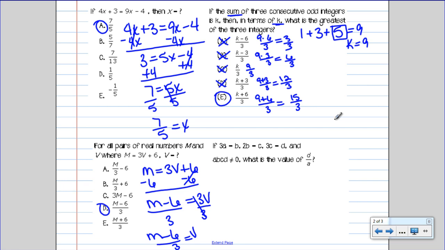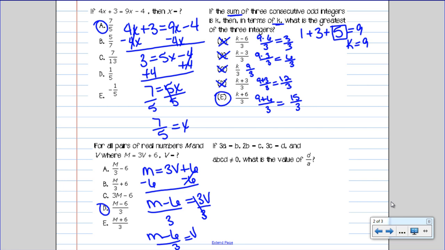Alright, now the next problem I am going to solve algebraically. I'm told that if 3a equals b, 2b equals c, 3c equals d, and a times b times c times d does not equal 0. So if I multiply them all together, I can't get 0, which means none of my numbers can be 0. What is the value of d divided by a?